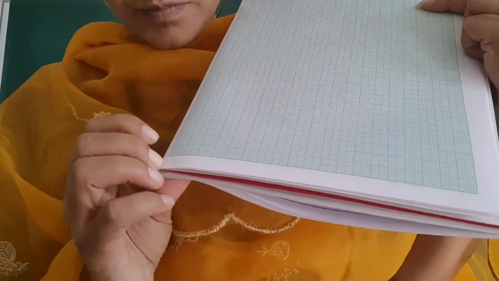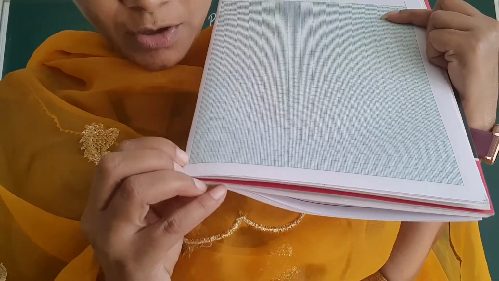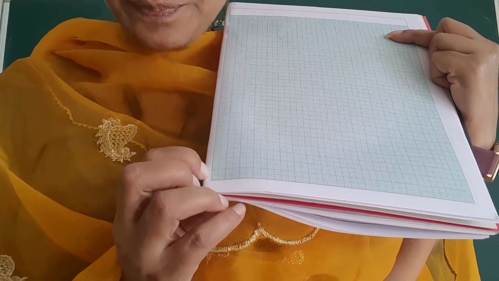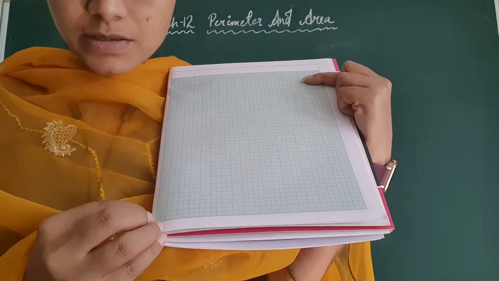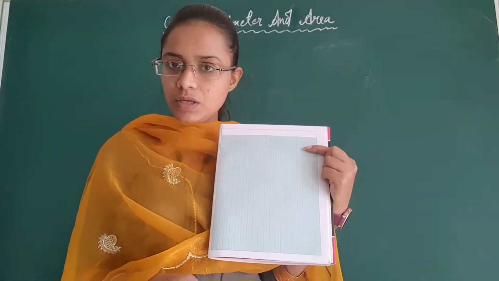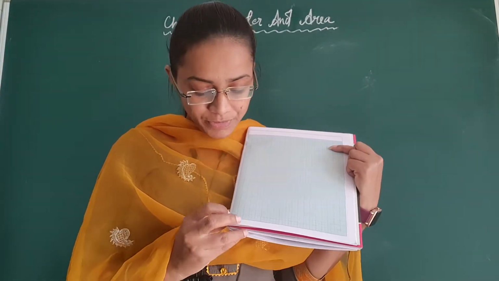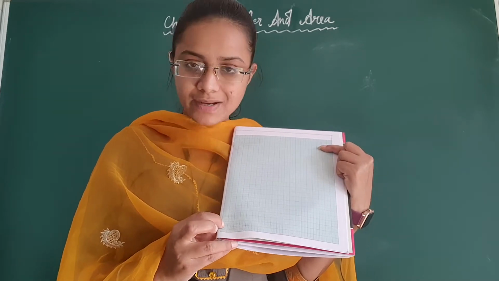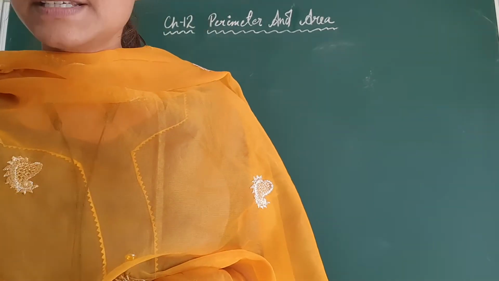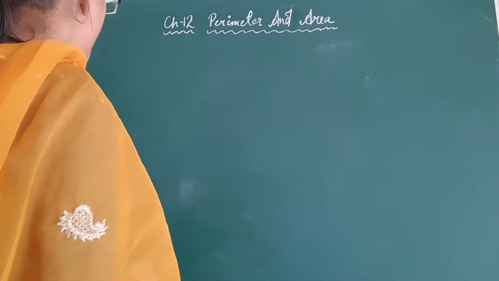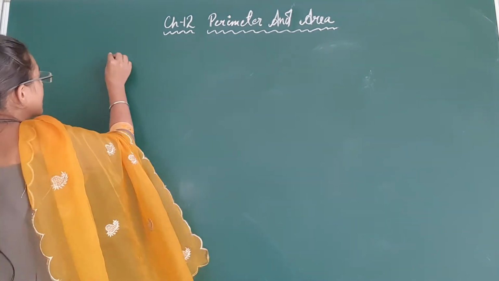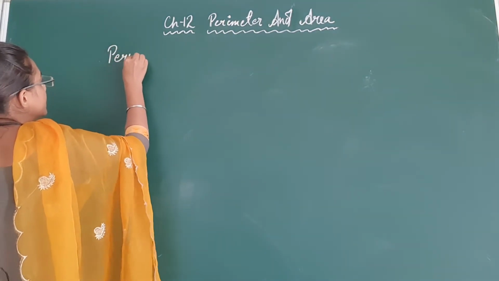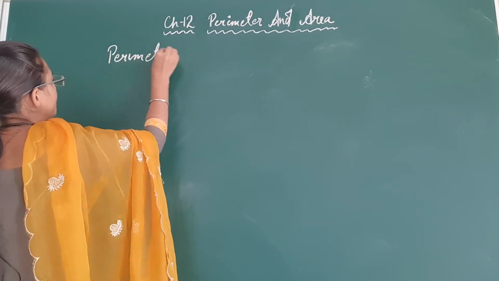And every square has a side of 1 centimeter. Okay, length is 1 centimeter. So this square means what? All sides are equal. You know this, all sides are equal. So that's why 1 centimeter, 1 centimeter, 1 centimeter and 1 centimeter. So today we are going to understand about the perimeter. What is perimeter? First of all, we will understand about the perimeter.